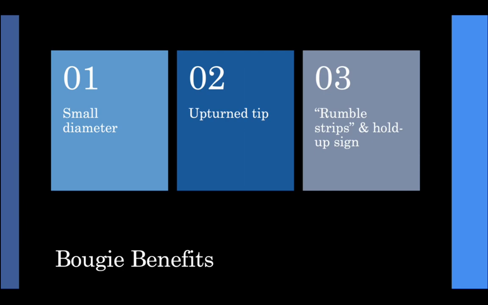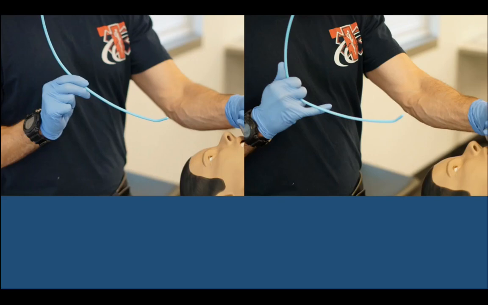As that coude tip taps along the tracheal rings, I will feel the reverberation down the bougie. We call this rumble strips. And the bougie is meant to keep extending all the way down until it stops. This is called hold up. When the bougie is at hold up, I have gone past the carina, probably into the right mainstem bronchus, and I've hit resistance. These two things tell me that I am in the airway, not the gut.